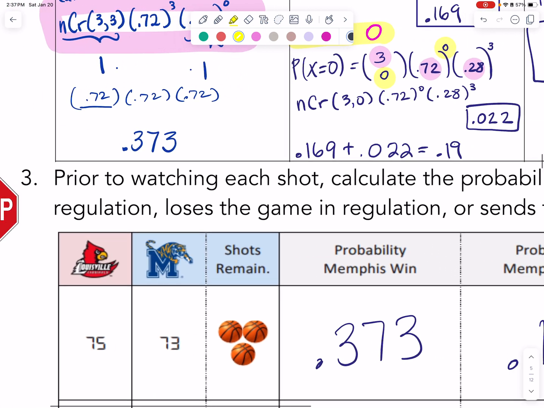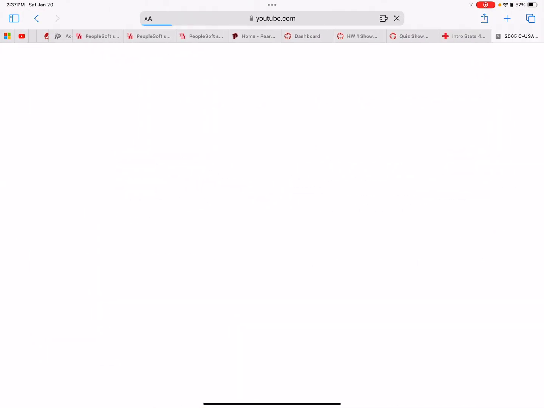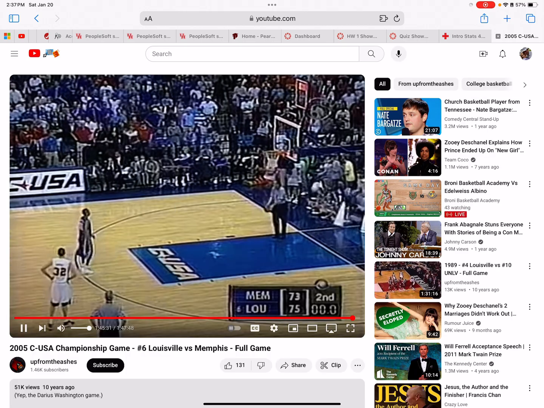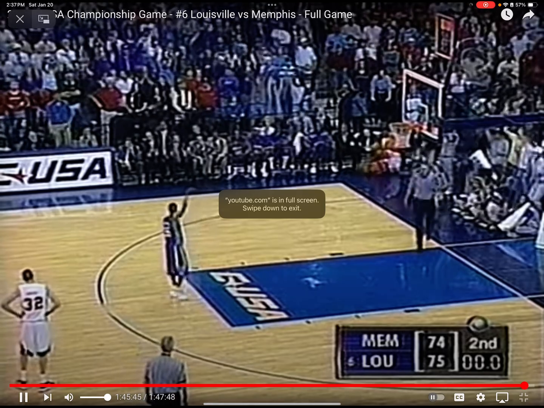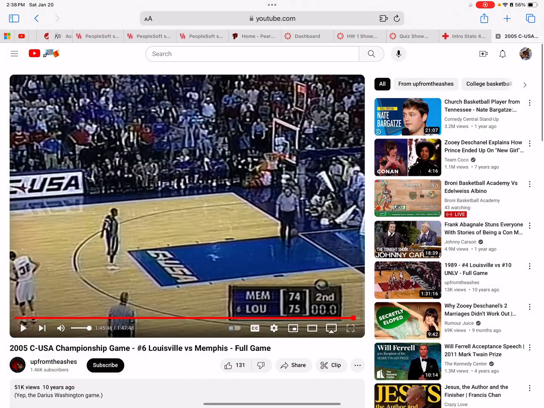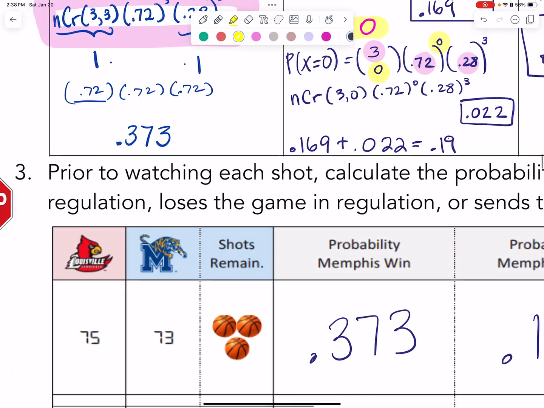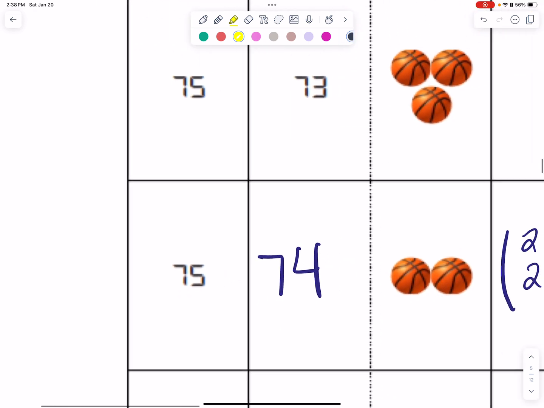So let's see what happens when he attempts a free throw. So the first shot, let's go ahead and look and see. For the season. And he attempts it, and he makes it. All right, so let's go back. He's got 2 more to go. He's got 2 more to try. So what happened here is now I'm at 74, 75, and I have 2 baskets left.